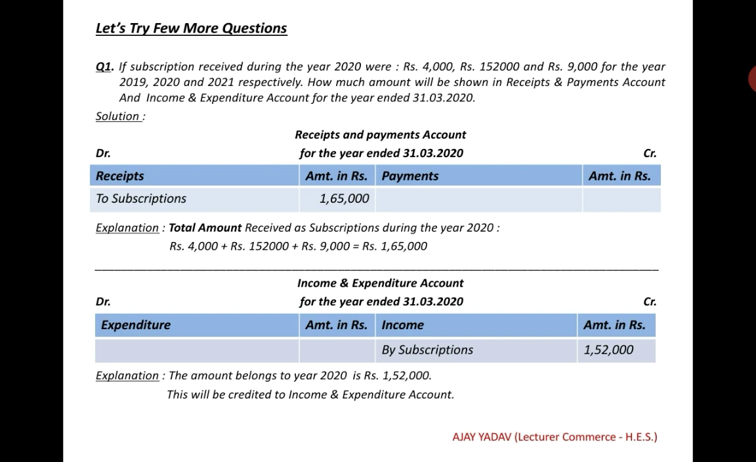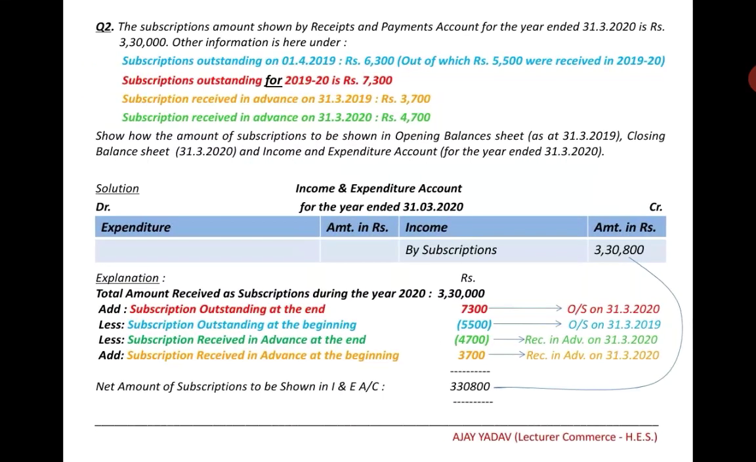Second question is given. The subscription amount shown by the receipt and payment account for the year ended 31st March 2020 is rupees 3,30,000, and the information is given as follows. Subscription outstanding at the beginning is rupees 6,300, out of which rupees 500 were received in 2019-20. Subscription outstanding for 2019-20 is rupees 7,300. This is subscription outstanding at the end.